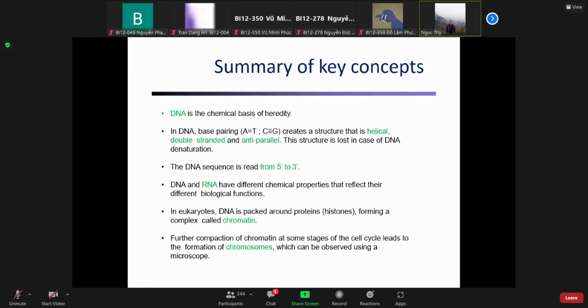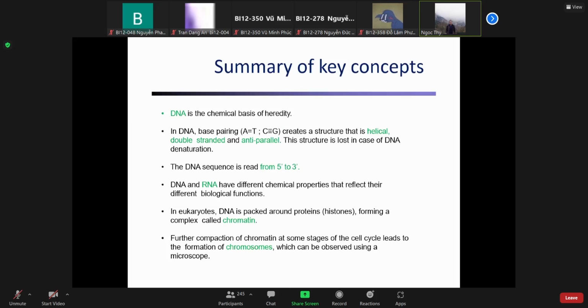So this is the summary of the key concepts, the things that are important for this chapter. Of course, maybe I have missed other important things for the chapter. If you find something important I am missing, please add it for me.